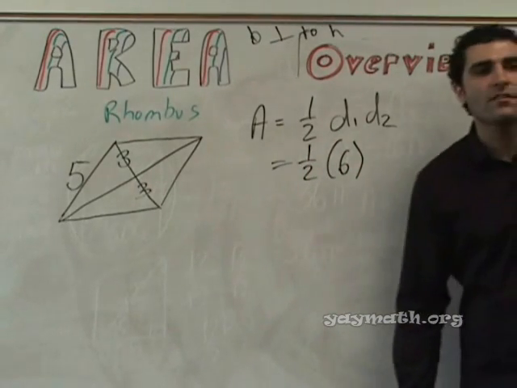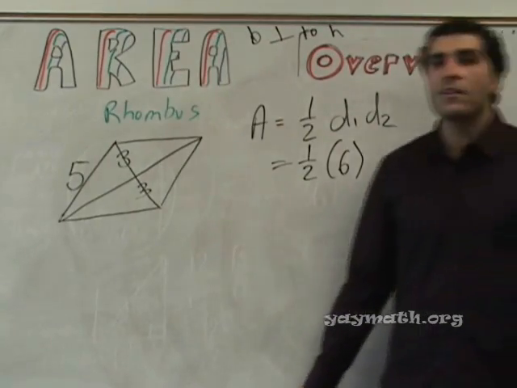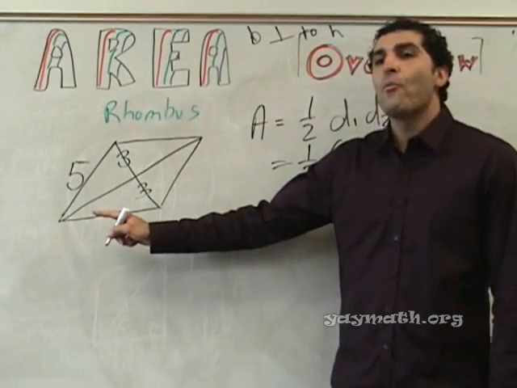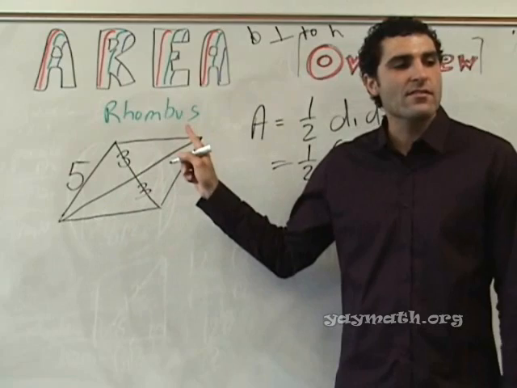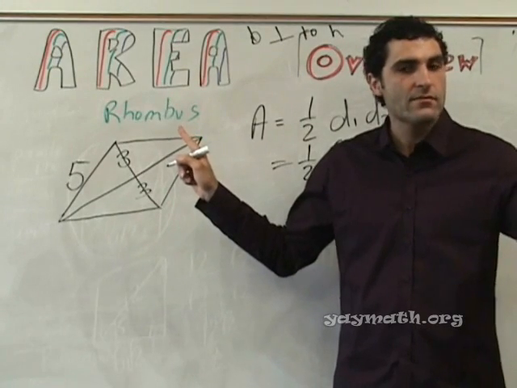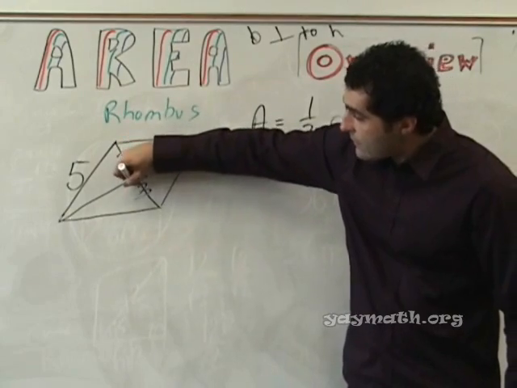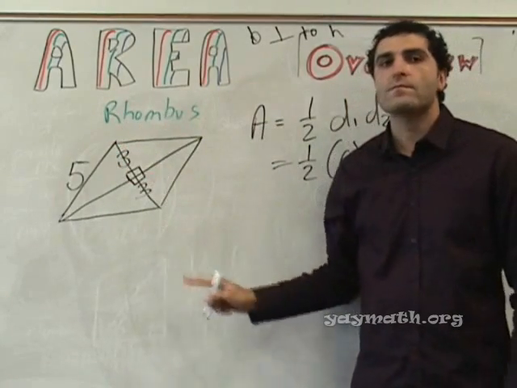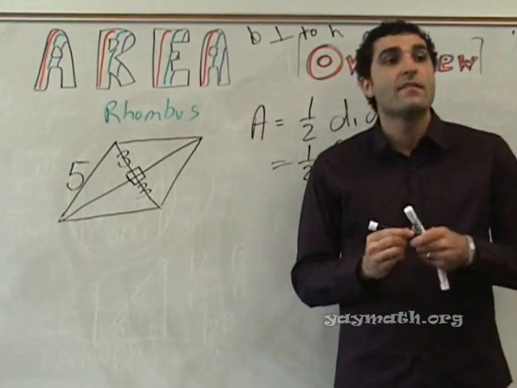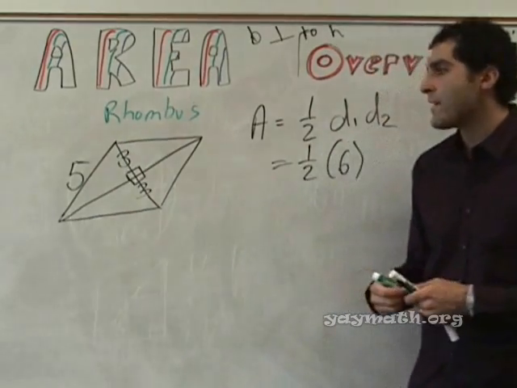Now we need D2, don't we? What else do we know about the diagonals of a rhombus? Perpendicular. The diagonals are perpendicular and they are bisected. It's a 3, 4, 5 right triangle.